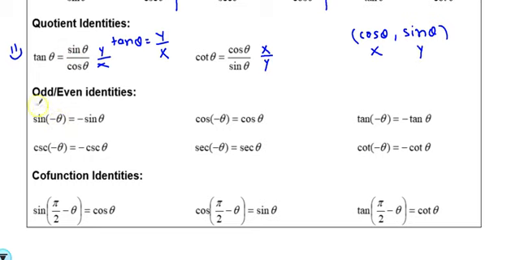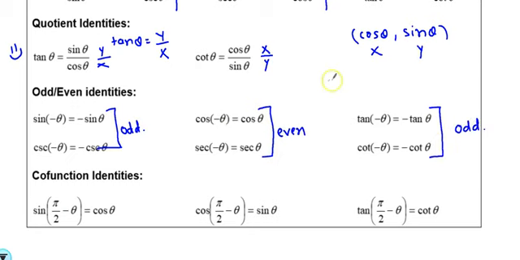Okay, so let's talk about odd even identities. Isn't this odd even functions? We have learned that sine of negative theta is negative sine theta. Cosecant of negative theta is negative cosecant theta, because these two are odd functions. We know that cosine is an even function, so this is even and this is an odd function.